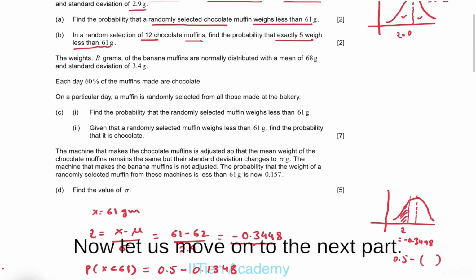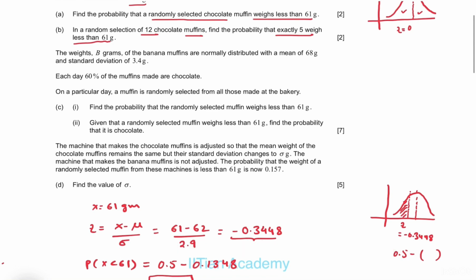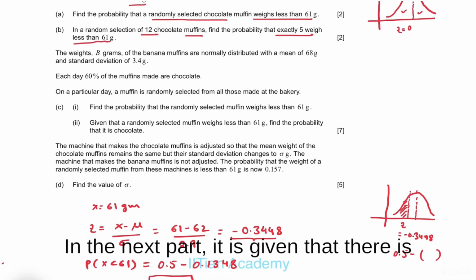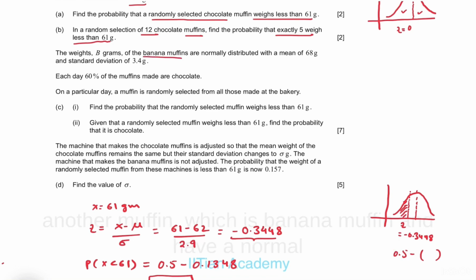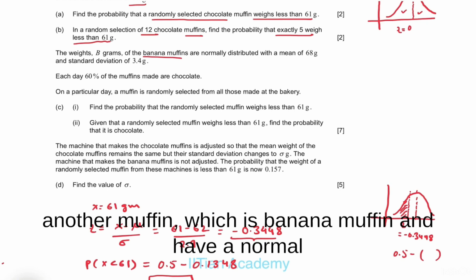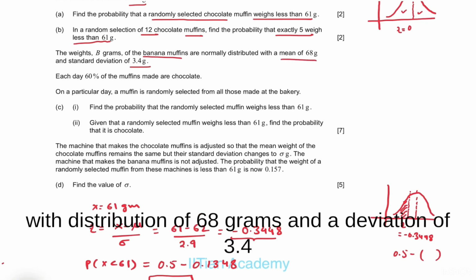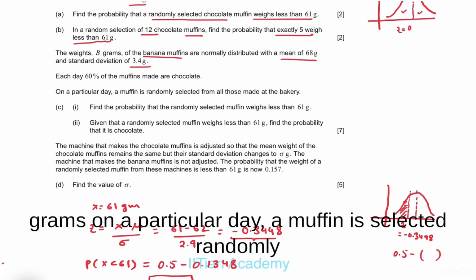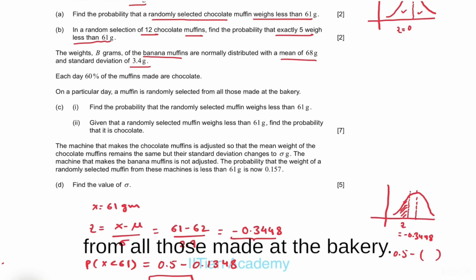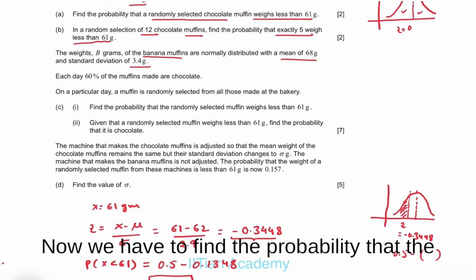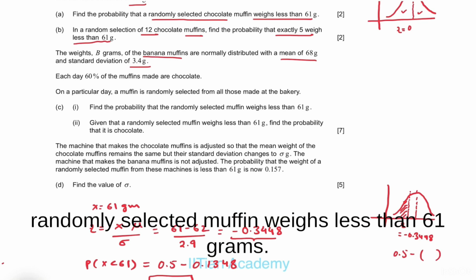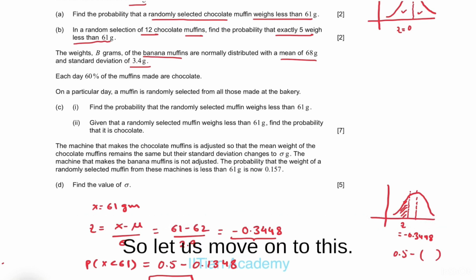Now let us move on to the next part. In the next part, it is given that there is another muffin, which is a banana muffin, and has a normal distribution with mean of 68 gram and a standard deviation of 3.4 gram. On a particular day, a muffin is selected randomly from all those made at the bakery. Now we have to find the probability that the randomly selected muffin weighs less than 61 grams. So let us move on to this part.